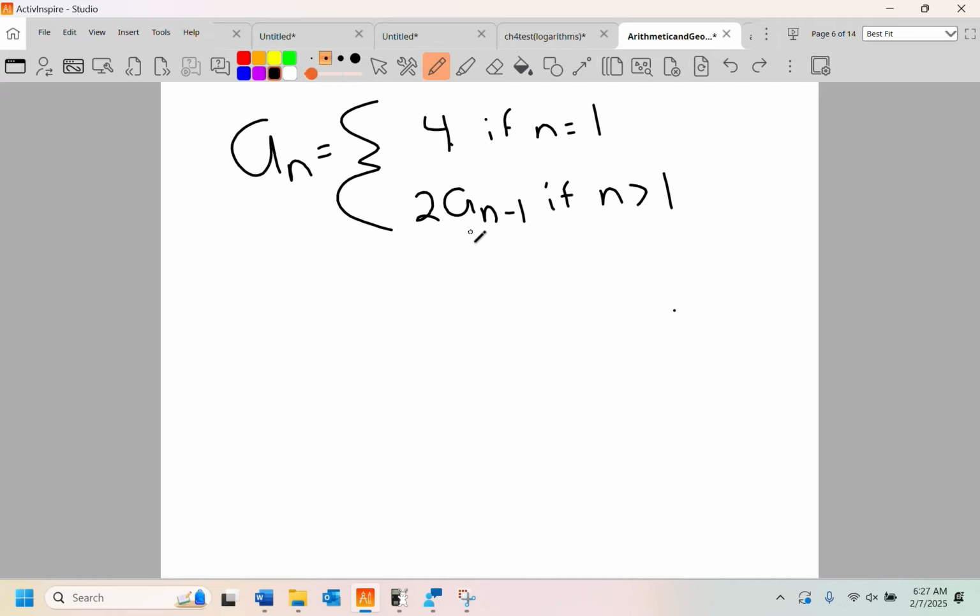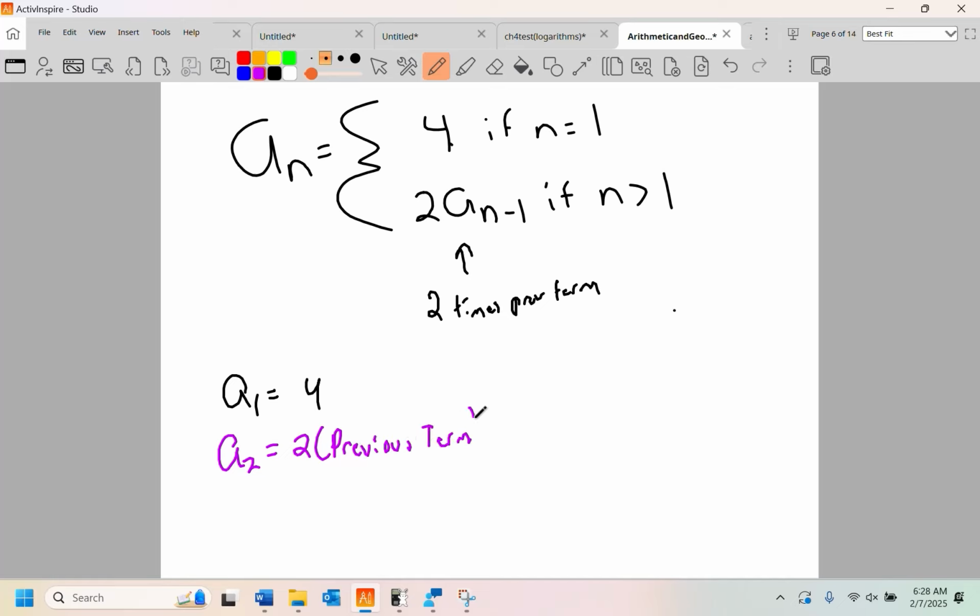All right. So here what we have in words is 2 times the previous term. This is a geometric or exponential sequence. So the first term is a 4. The second term is twice the previous term. All you have to do is realize what a sub n minus 1 is short for, because nobody wants to write previous term over and over and over and over. So it's twice a 4, which is an 8.